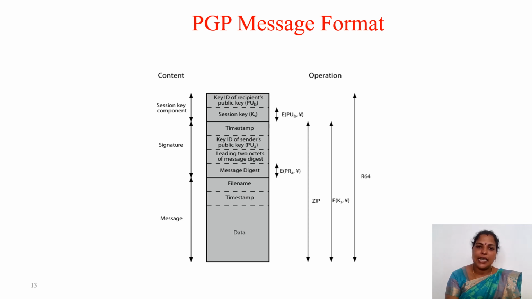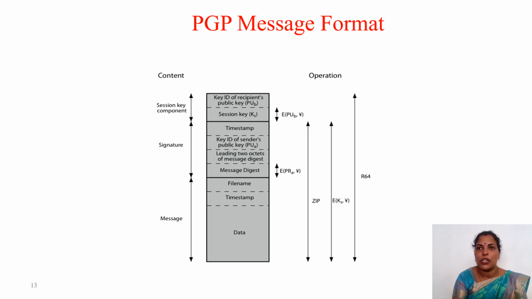Next, the PGP message format, because we have seen the ZIP compression algorithm. Here the content is formed into the ZIP. The session key component consists of the key ID of the recipient's public key, then the session key. Here the encryption process happens. Then the signature part has the timestamp, then the key ID of the sender's public key, the leading two octets of the message digest, then the message digest.